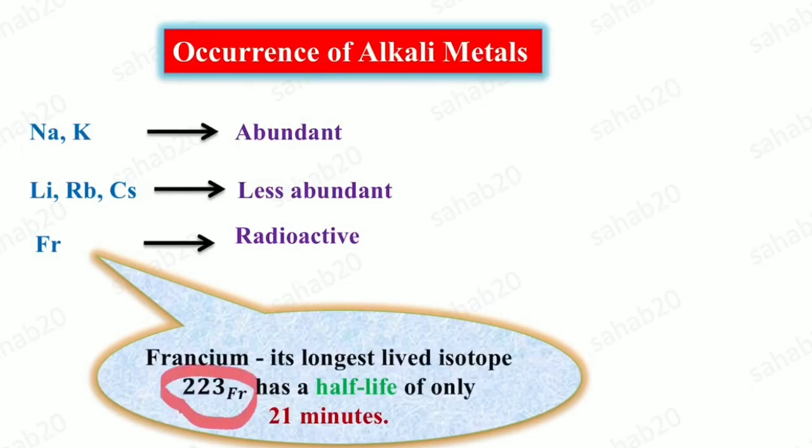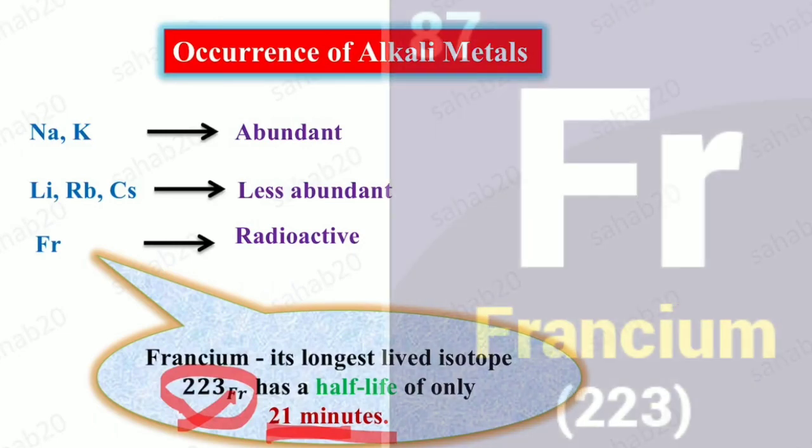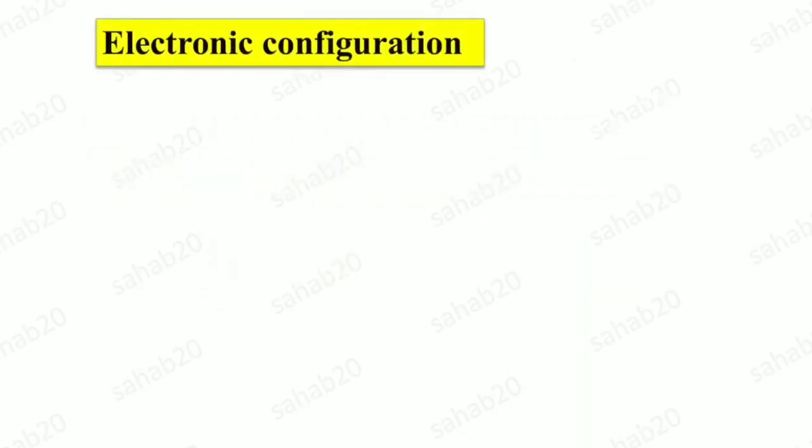Usually for a radioactive element, its lifespan is explained by means of half-life period. Francium, one of its isotopes called francium-223, has a half-life period of 21 minutes, which is the longest lived isotope of francium. Next, we are going to study about the general properties of alkali metals.